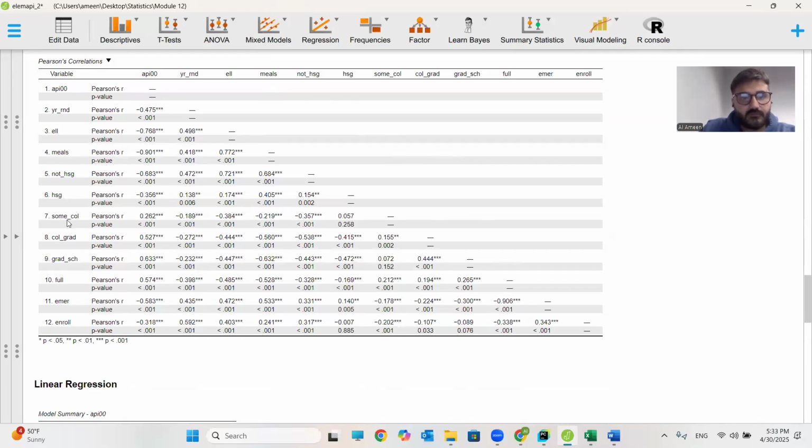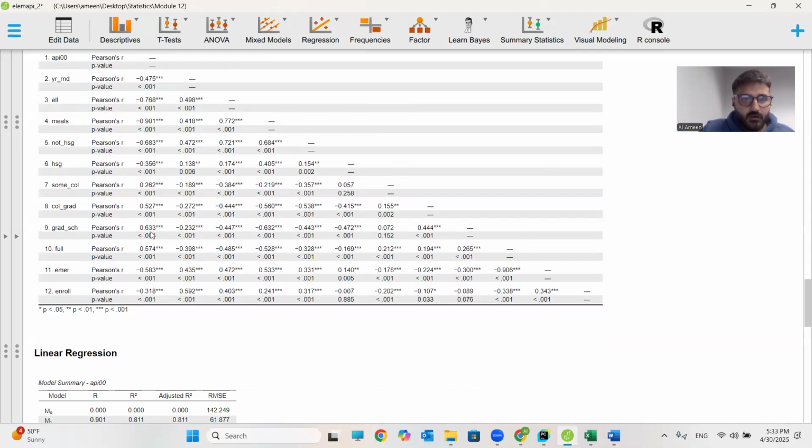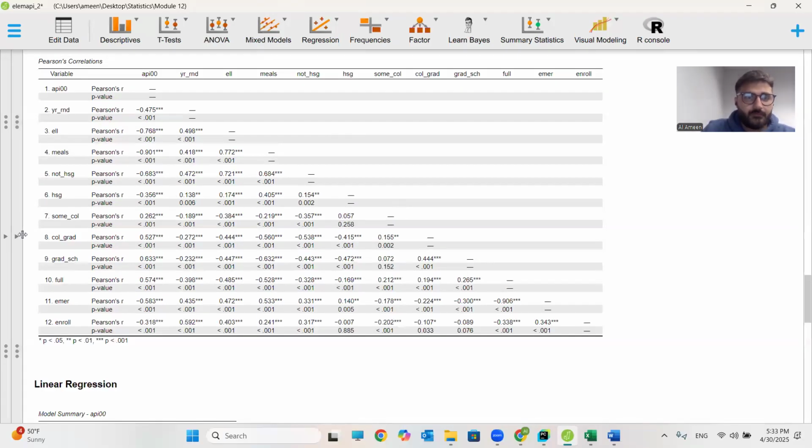If we look at some positive correlation towards API, we can see that some college has an R value of 0.26. College grad, so parents with a graduate degree or who attended graduate school, has a higher correlation to API. Students whose parents actually attained a graduate degree have a positive effect on API. Also, the number of teachers with full credentials has a positive correlation to the API.